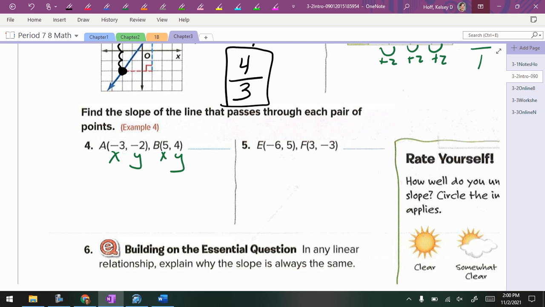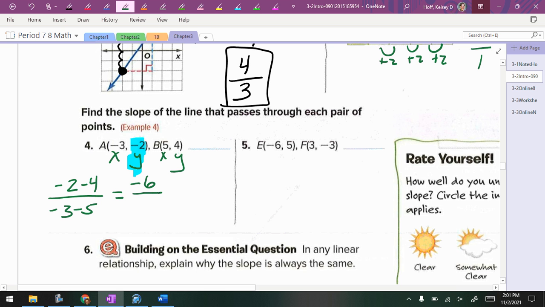All right, on number 4, my guess is you started with -2. -2 minus 4 over -3 minus 5. Should I make those two negatives a positive sign? There's two negatives. Why not? They're not right next to one another. -2 minus 4 is actually -6. -3 minus 5 is -8.